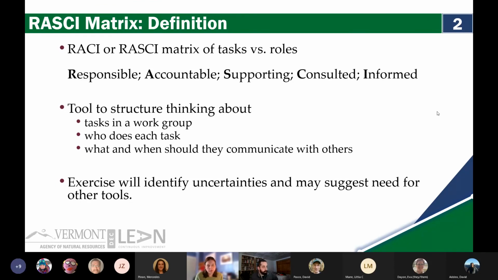And going through the exercise of filling out one of these, we'll identify some uncertainties. If you had everyone in your team fill it out separately, they would probably come up with slightly different versions. And when you talk about it as a group, you'll identify things that maybe you already knew weren't clear, and that's why you're doing the exercise. Or maybe it'll just identify some uncertainties when you go through it together. So it may suggest the need for other tools, including the one that John's going to talk about and some others that we'll cover this week. Next slide.